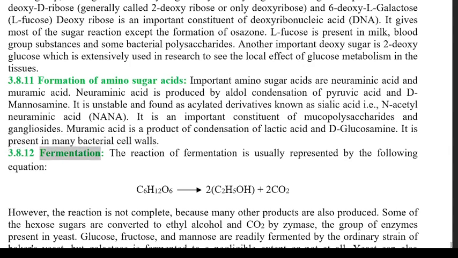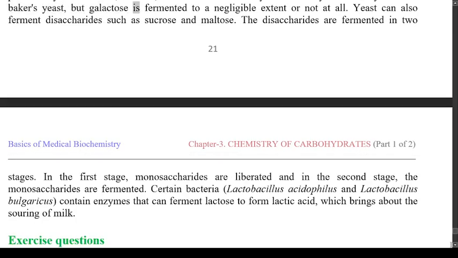3.8.12 Fermentation. The reaction of fermentation is usually represented by the following equation: C6H12O6 gives 2C2H5OH plus 2CO2. However, the reaction is not complete, because many other products are also produced. Some of the hexose sugars are converted to ethyl alcohol and CO2 by zymase, the group of enzymes present in yeast. Glucose, fructose, and mannose are readily fermented by the ordinary strain of baker's yeast, but galactose is fermented to a negligible extent or not at all.